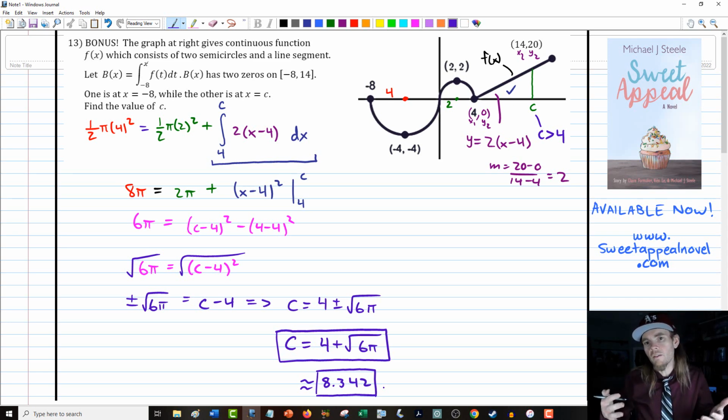But like I said, I wanted to do the Calculus AB version because this was a bonus question for a Calculus AB test. In any event, I'm going to stop right there.